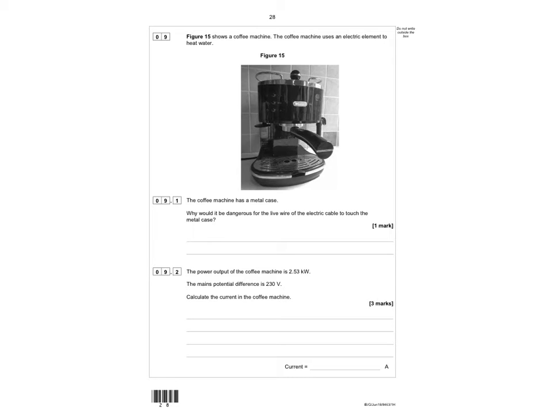So as ever in questions, look for clues, and the clue here is that it's a metal case. You immediately need to think about electric shocks or the earth wire. If something from inside the machine, so the live wire, touched the metal case, all of the electricity would go to the outside of it, and as soon as you touched it with your hand, that would cause an electric shock and electrocute you going to the earth. So the answer for this one is there's a risk of an electric shock.